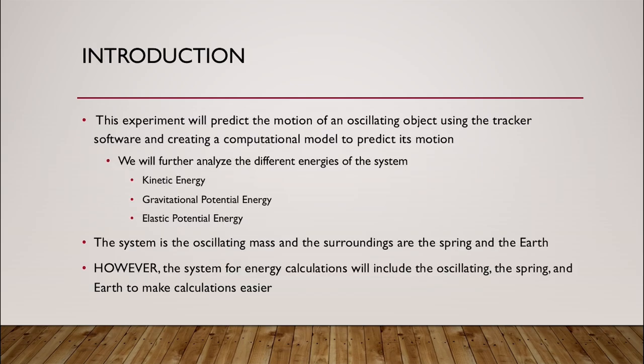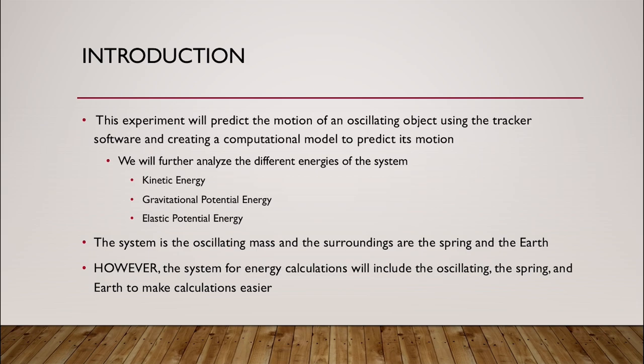The goal of this lab is to predict the motion of an oscillating object using observations from tracker and create a computational model that replicates this motion. Further, this lab's focus was to analyze the different types of energies that are working among the system and its surroundings, including kinetic energy, gravitational potential energy, and elastic potential energy. The system is the oscillating mass, and the surroundings include the spring and the earth.